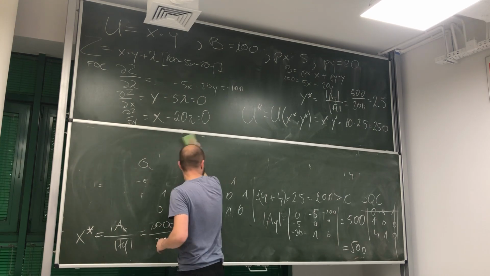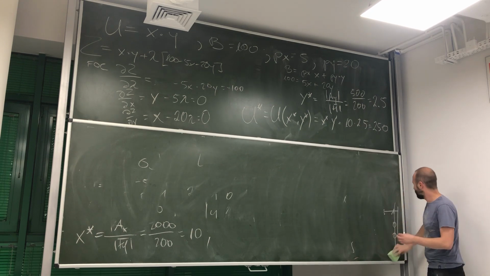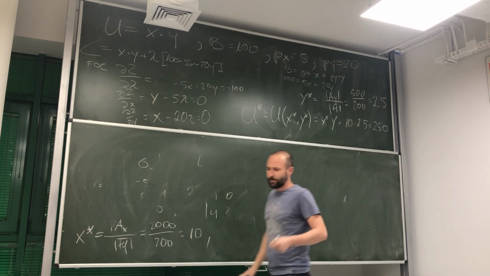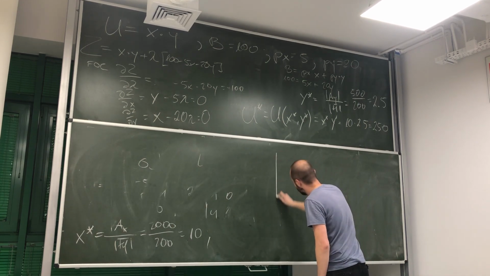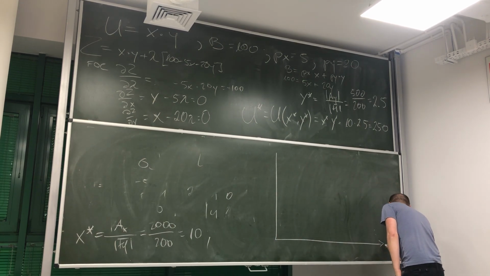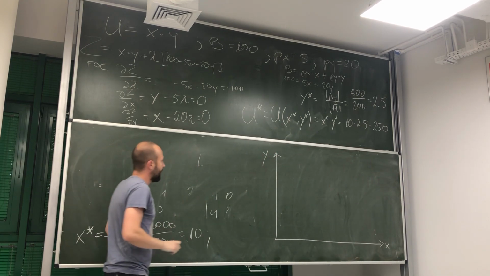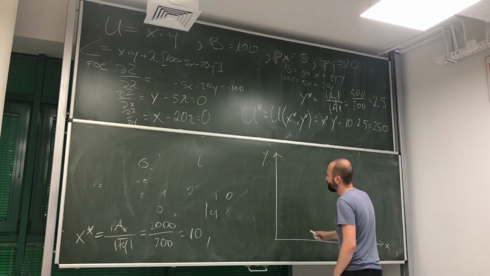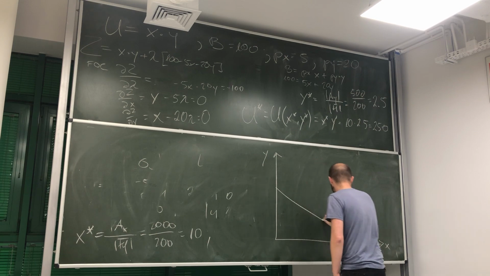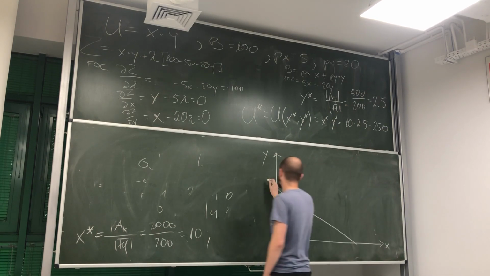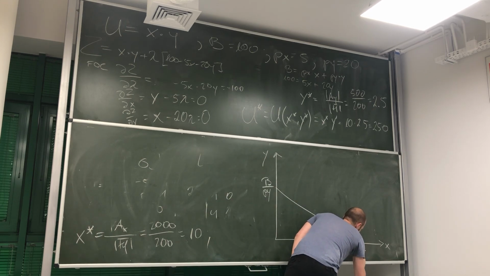When we do an exercise like this, a good thing to do at the very end is to illustrate your answer with an appropriate graph. How do we do this here? First we start by making a coordinate space, and we need to draw the budget constraint. Over here we will have b over py, and here we will have b over px.